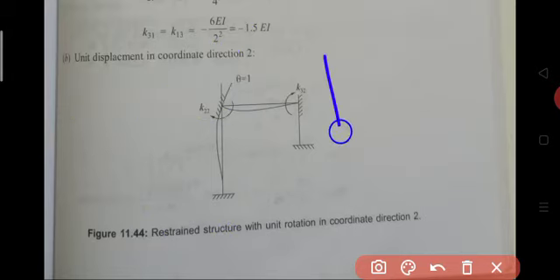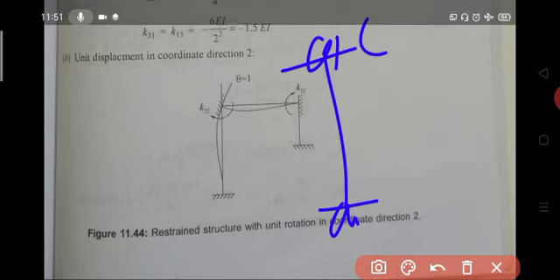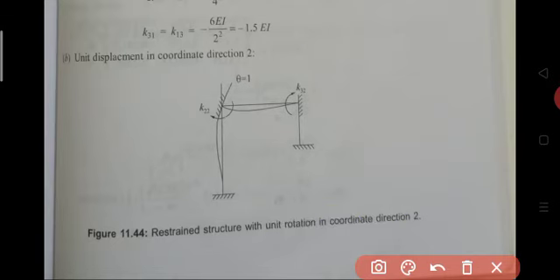Then consider the CD column. This is C, this is D. We are not permitting any rotation at both joints C and D. Therefore end moments are 0, horizontal reaction 0, vertical reaction 0, all are 0. Now write the stiffness values.